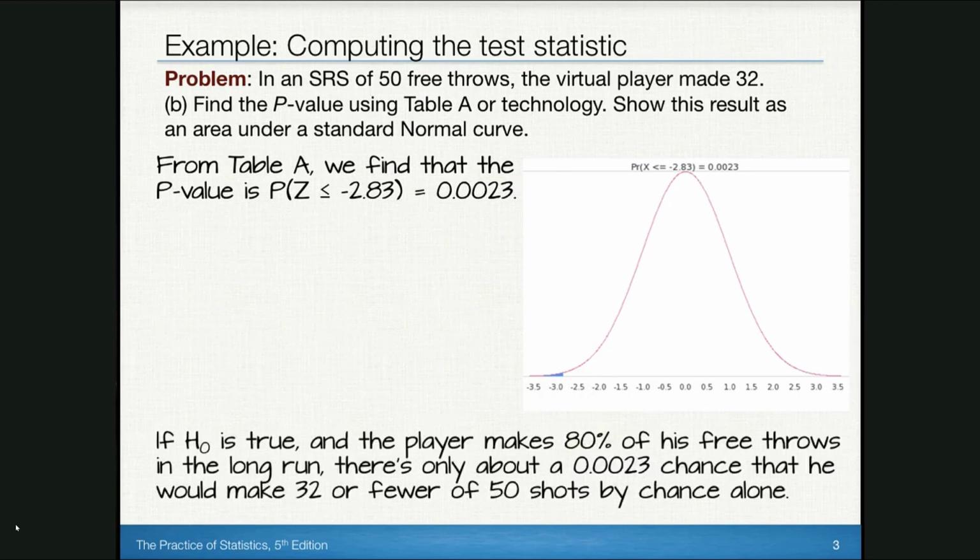So what that means is if the null hypothesis is true and the player really does make 80% of his free throws in the long run, there's only about a 0.0023 chance that he'd make 32 or fewer of 50 shots just by chance alone. Seems fairly unlikely. In a few more examples, we'll take a look at how to really interpret that p-value.